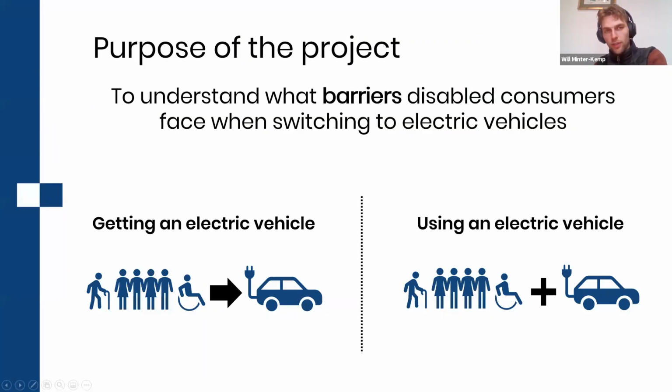So the real purpose of this project, which was brought to us by Department for Transport, was to try and identify the barriers that disabled consumers are facing when switching to electric vehicles. And when we did this project, we split it into two main sections: the process of getting an electric vehicle and what the barriers are for disabled consumers there, and then also looking at what it's like to use an electric vehicle, whether that's charging or driving. What are the barriers that disabled consumers who have made the switch are going to face through their day-to-day in that sense as well. Next slide, please.